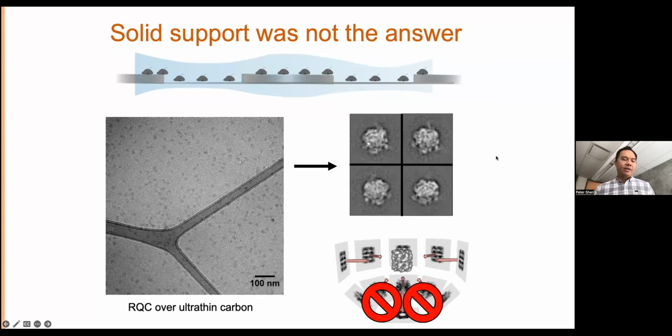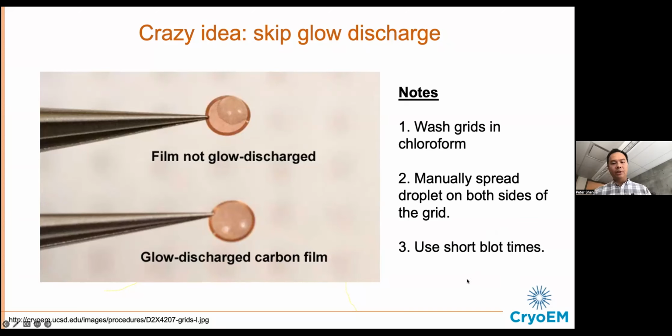The grids are then blotted using traditional procedures, but one important note is that the blot times are really short, usually only between 1 to 2 seconds, because the sample just does not want to stay in the grid. And in hindsight, this really was a crazy idea. I wouldn't be telling you about it if it didn't work.